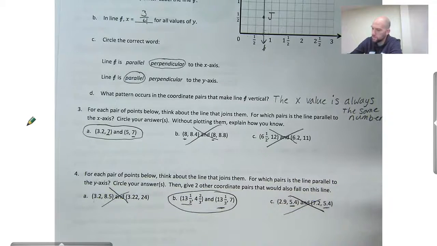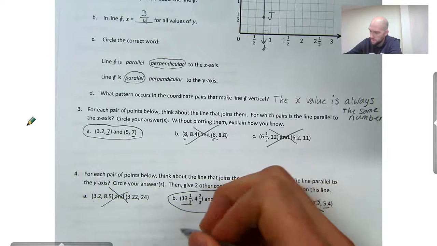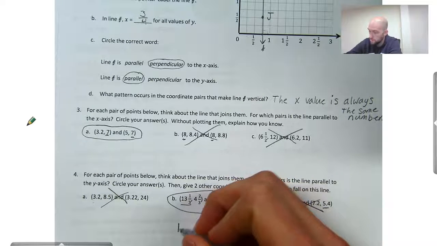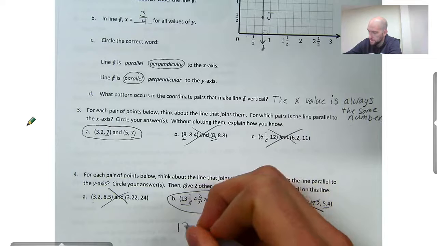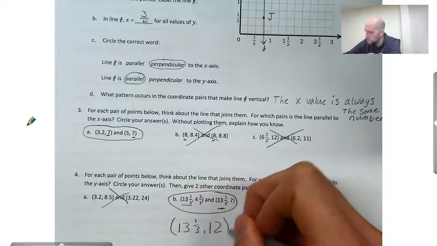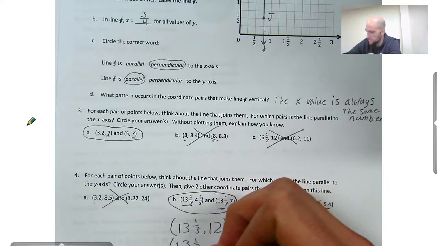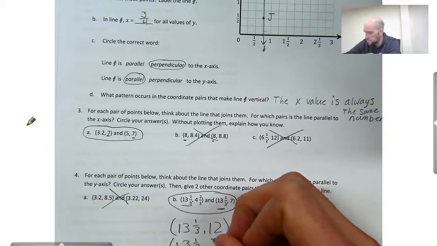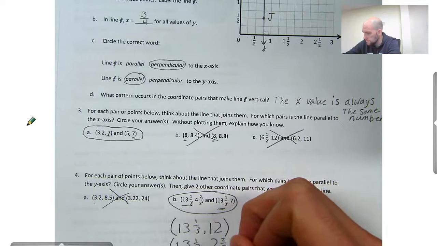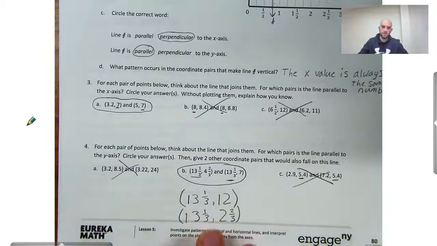So then we have to give two other coordinate pairs that would fall onto this line. We could do 13 and a third, and we'll do 12 as our y value. And we could do 13 and 1/3, and let's say 2 and 2/3 is the y value. As long as our x values are the same, as long as they're 13 and a third, they will fall on that same line.